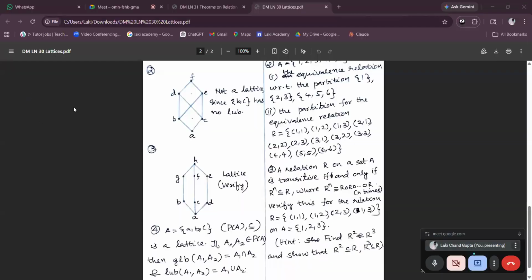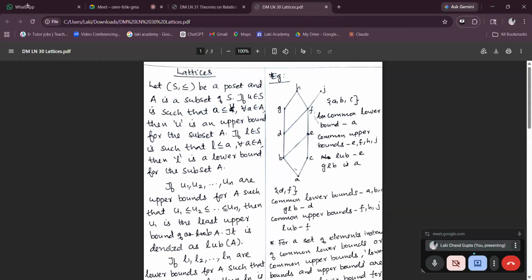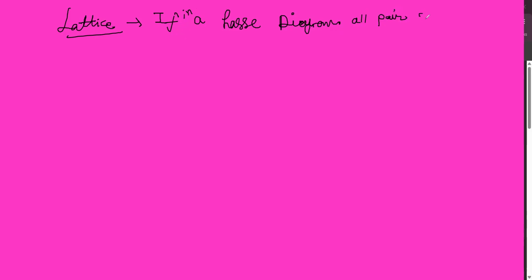Yes. Now what is a lattice? If in a Hasse diagram, all pairs, every pair, must have GLB and LUB. Every pair must have what? GLB and LUB. Then this is a lattice. Okay?